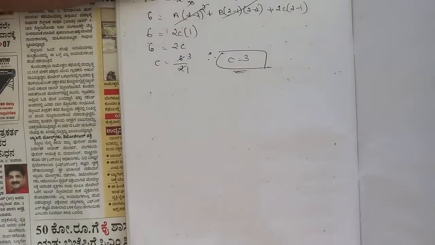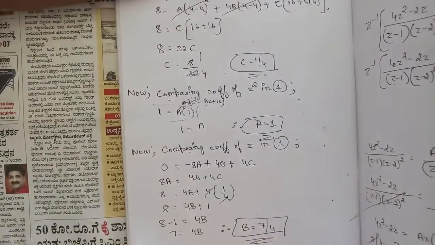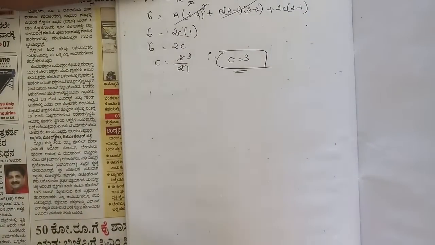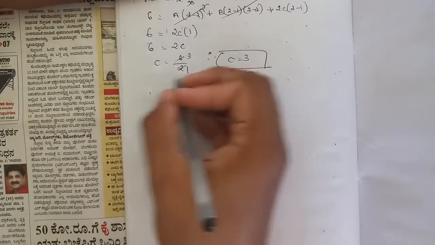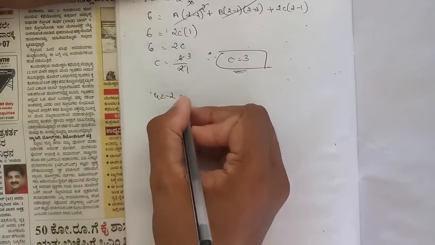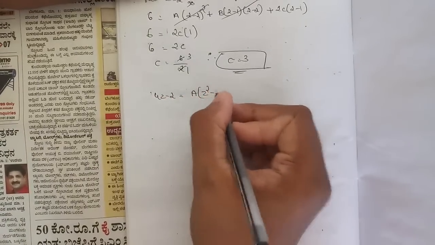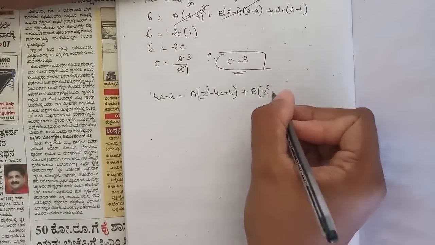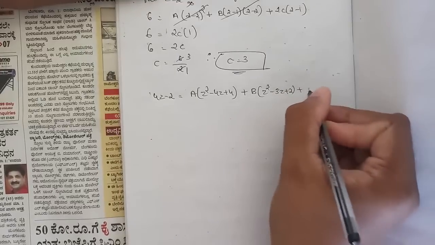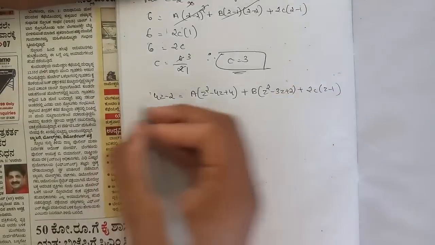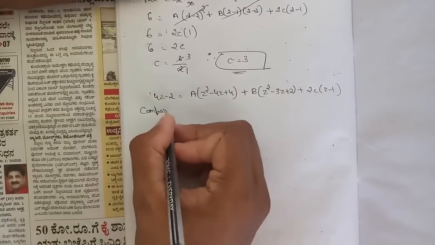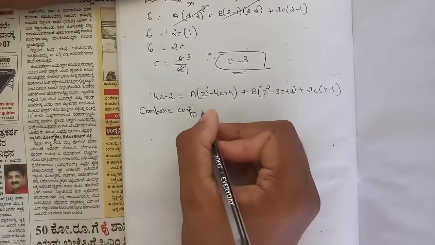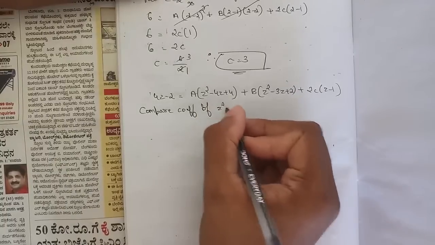So now as I have told, we need to compare the coefficient of z square in the equation that we have written here. Okay. In order to find the value of b. So what we have written the equation? The equation which we have written is 4z minus 2 is equal to a into z square minus 4z plus 4 plus b into z square minus 3z plus 2 plus 2c into z minus 1. In this we need to compare the coefficients of the highest degree, that is z square.